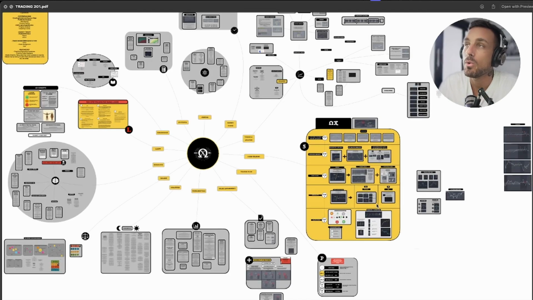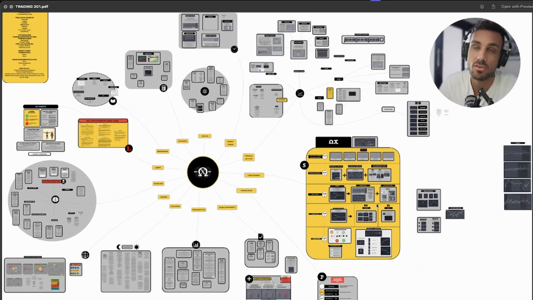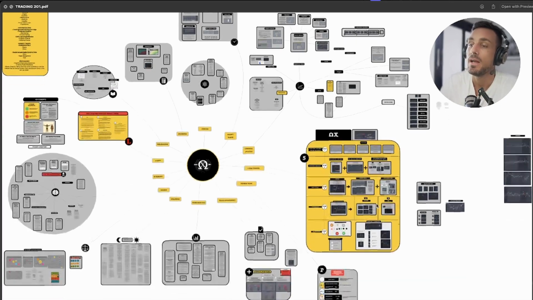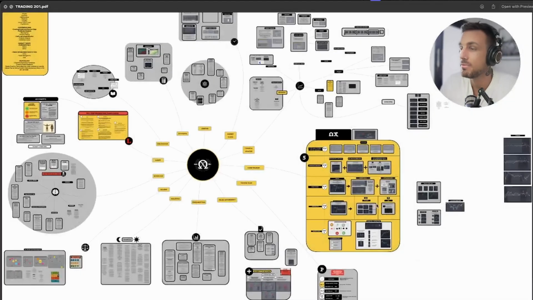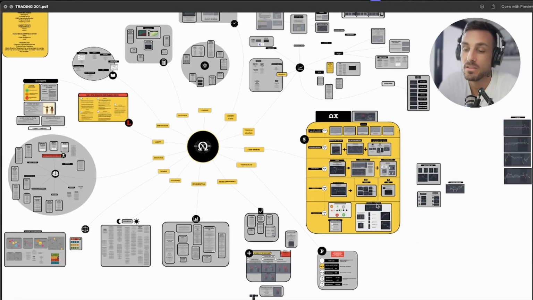As you can see, we've got quite a lot of stuff to get into here, a lot of information that I've accumulated about trading, and I'm very happy to share with you what I've got and the methods that I've used to help organize all my thoughts.